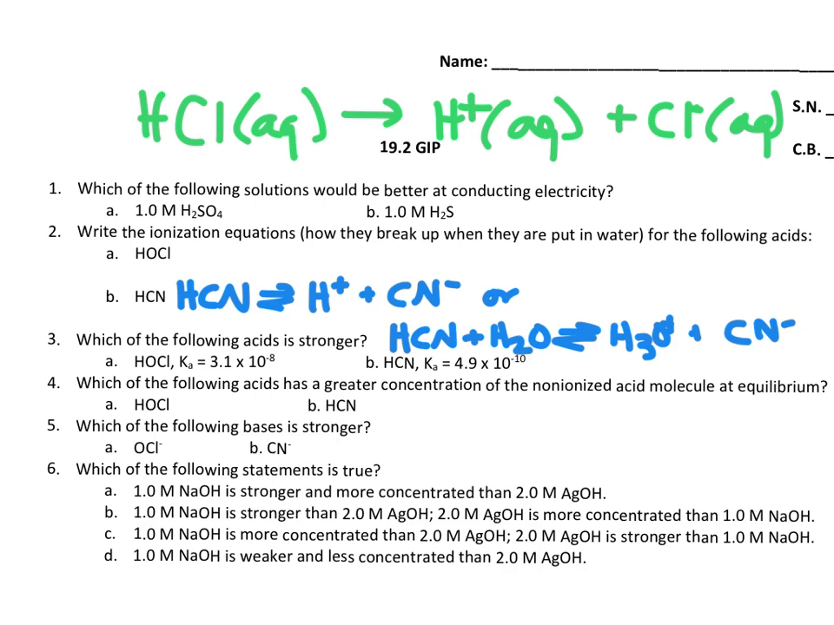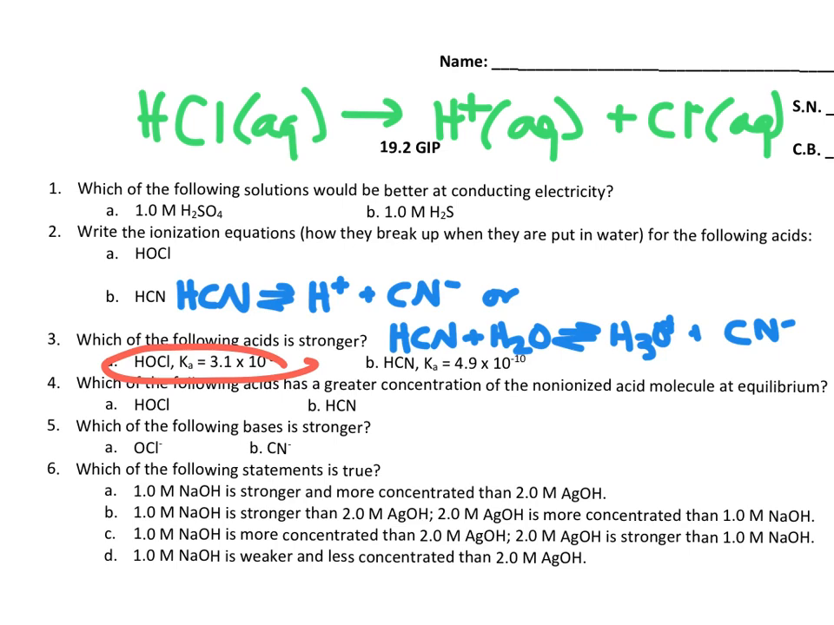And since we're dealing with 10 to the negative exponents, you have to be really careful to remember which thing is actually bigger. So 3.1 times 10 to the negative 8 is actually a bigger number than 4.9 times 10 to the negative 10. So for the stronger acid, our stronger acid is going to be this one.